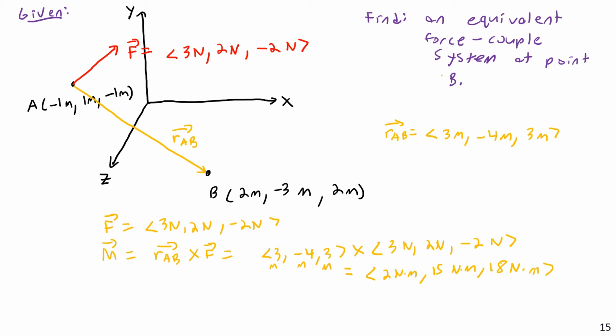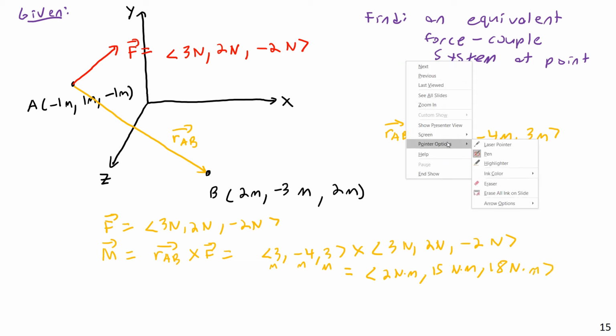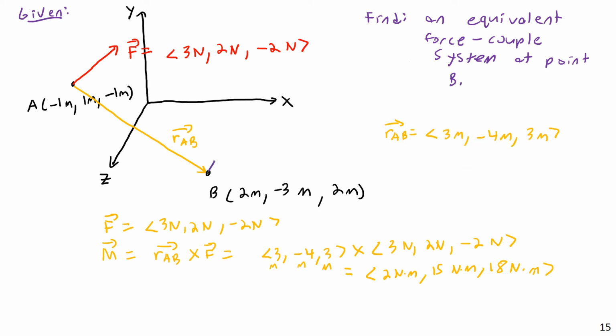So in other words, an equivalent force couple system is as follows. I have a force that's in the same direction of F, equal to 3 newtons, 2 newtons, negative 2 newtons. But then I have a moment vector, and I should show everything here being positive, but more positive in the z and y than in the x. So maybe something kind of like this.